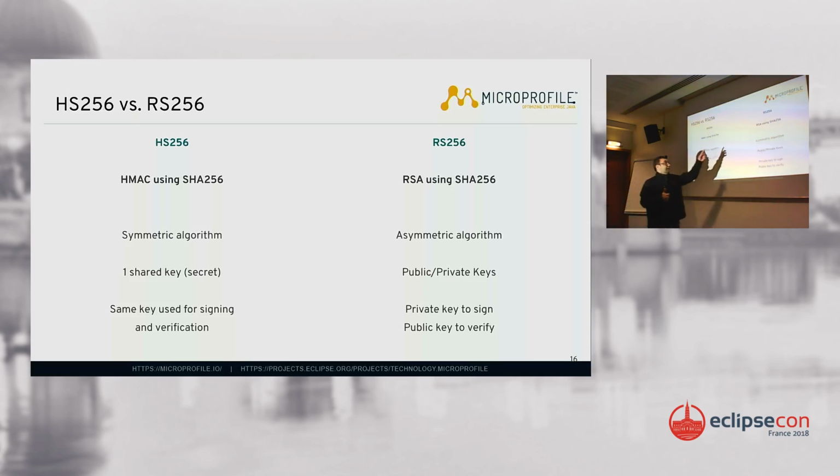While with RSA and SHA-256, it's an asymmetric algorithm. It's a public and private key pair, and you distribute only the public key and not the private key. So the microservice verifying the token cannot impersonate the issuer service because it's unable to sign. It can just read it. That's why the specification recommends, well, at least mandates, RSA 256.